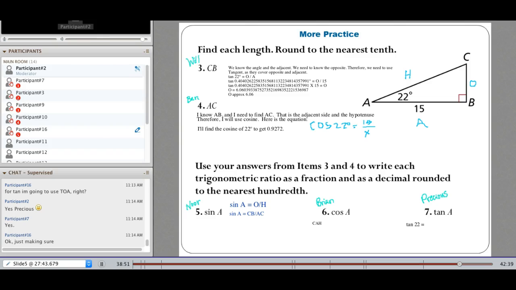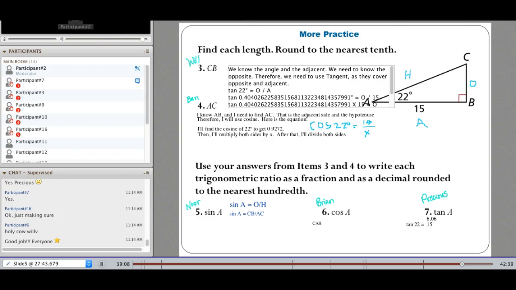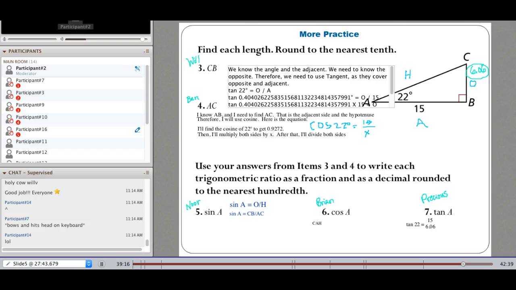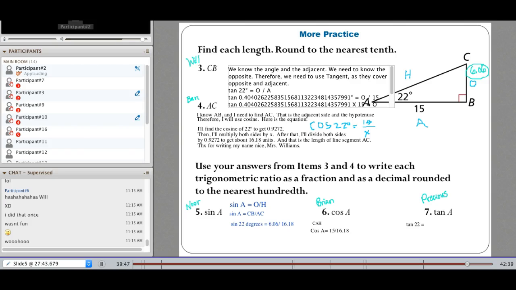All right, guys, Will has finished the length for CB, and he got 6.06, which is correct. So double check and make sure you understand that and that you are getting that. 6.06 for side CB. Yes, give Will a round of applause. Nice work. And give Ben a round of applause because his answer of 16.18 is also correct. Very nice. Excellent. So now Nora, Brian, and Precious can finish their answers.